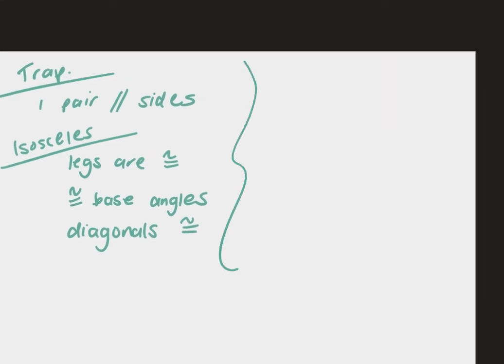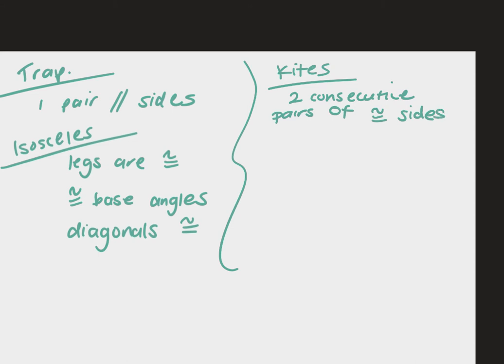Then we learned about kites. And the kites have two consecutive pairs of congruent sides. So it can't be a rhombus, because then all of the sides would be congruent. And they're not opposite, because then it makes a parallelogram, and kites and trapezoids are not parallelograms.